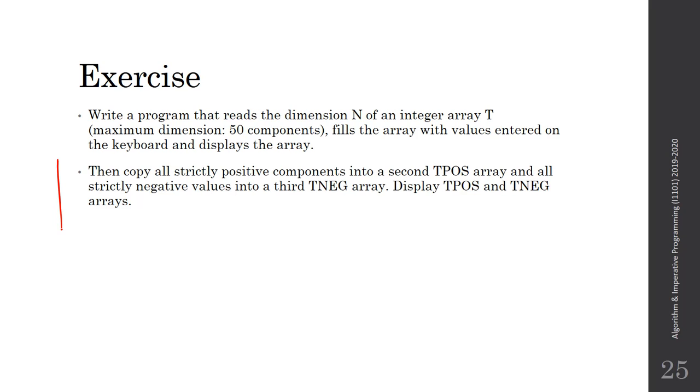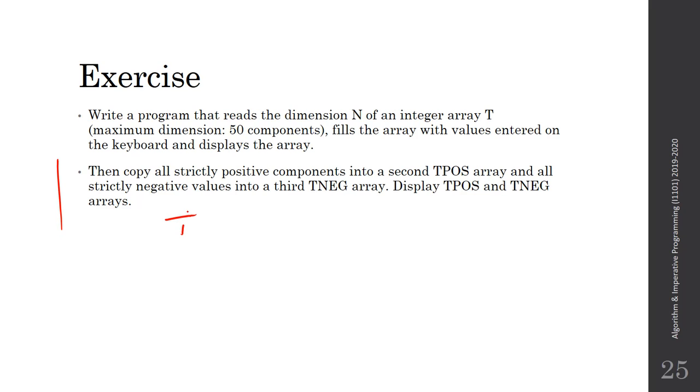Then copy all strictly positive components into a second array, t positive, and all strictly negative values into a third, t negative, and then display t positive and t negative. So we have an array t of maximum 50 components. These components could be either positive or negative, or all positive or all negative. So we should imagine the worst, and we need to subdivide the elements in t into two arrays, t positive and t negative, and then we will display both.